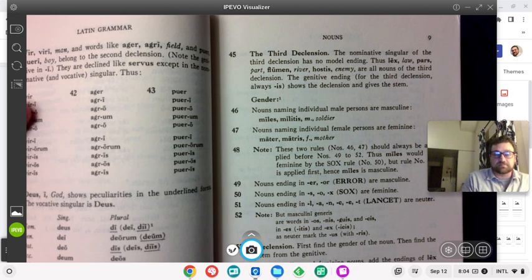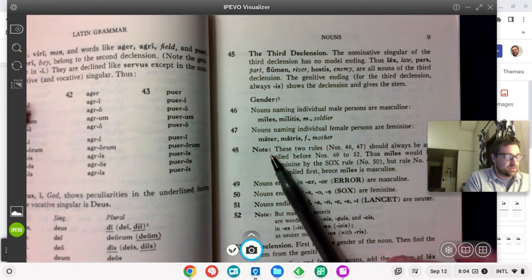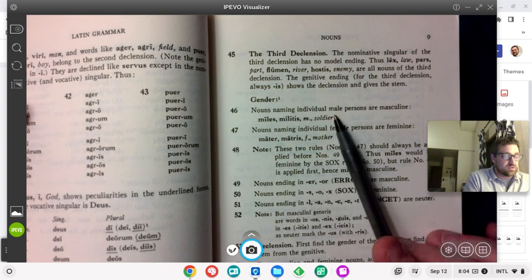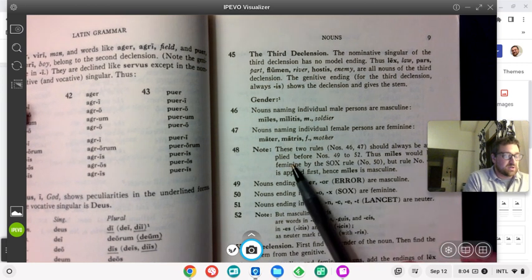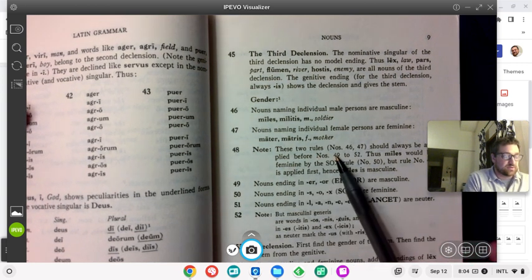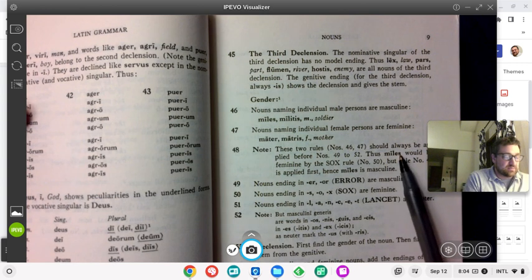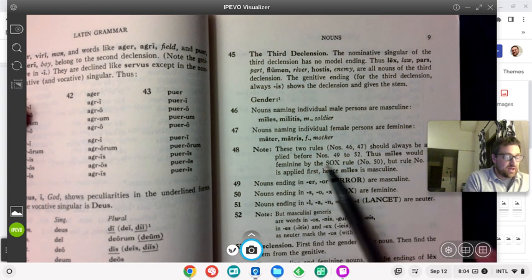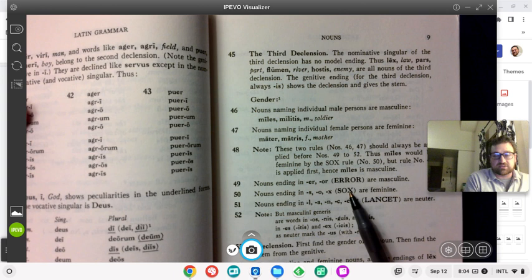a feminine word. Rule number 48 says, note that these two rules, the ones we just read, should always be applied before the next handful of rules. Thus, miles would be feminine by the Sachs rule. We're about to read about the Sachs rule.